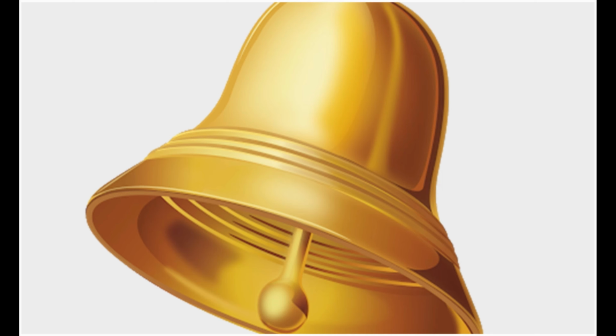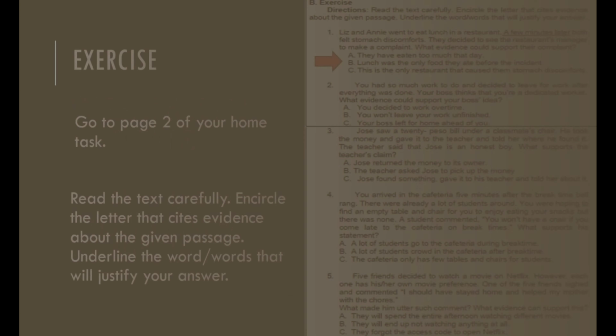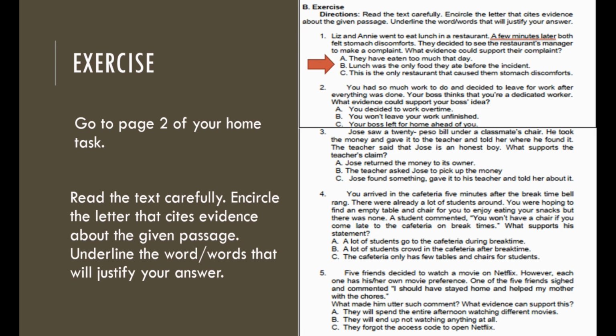It's checking time. Let's see how well you did. Go back to page 2 of your home task. Read the text carefully. Circle the letter that cites evidence about the given passage. Underline the word or words that will justify your answer. You've already answered number 1. For number 2, the correct answer is letter B.